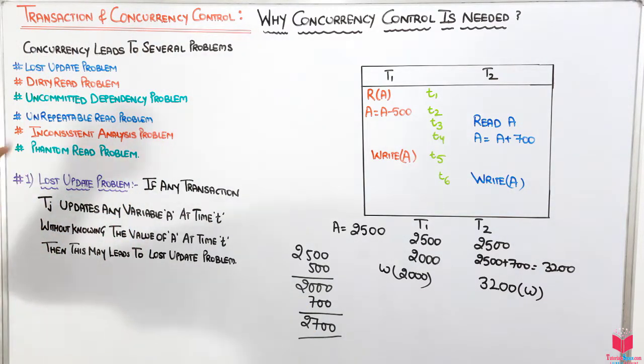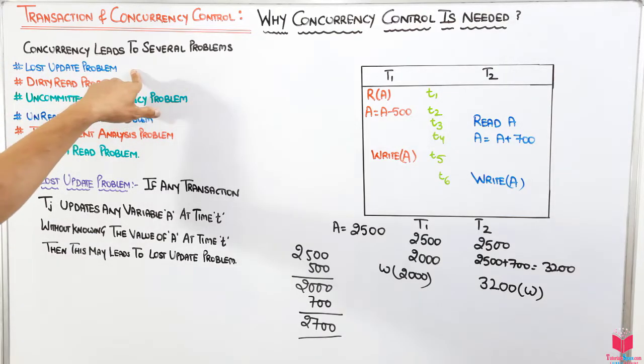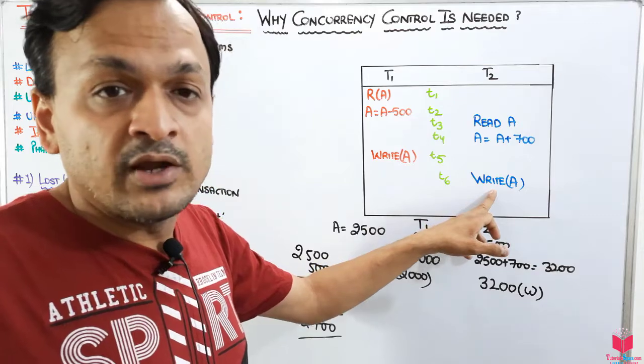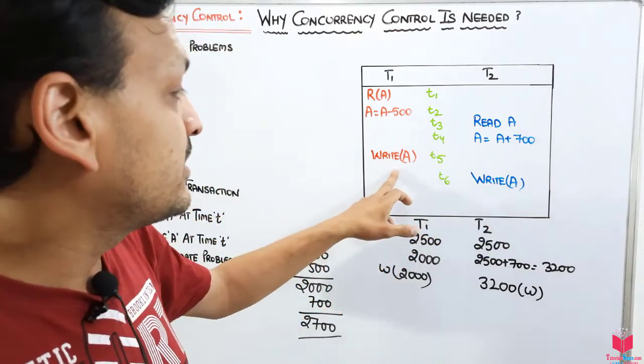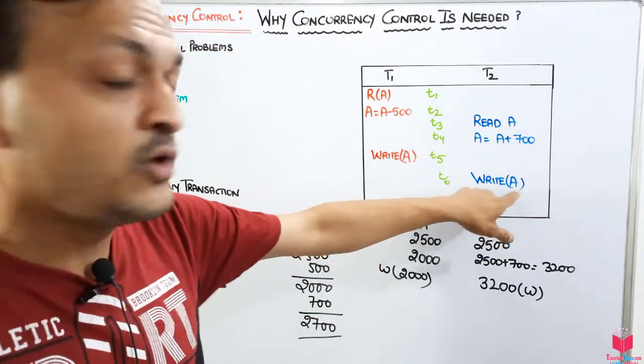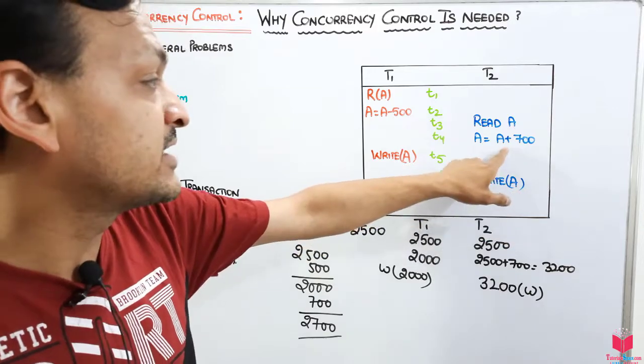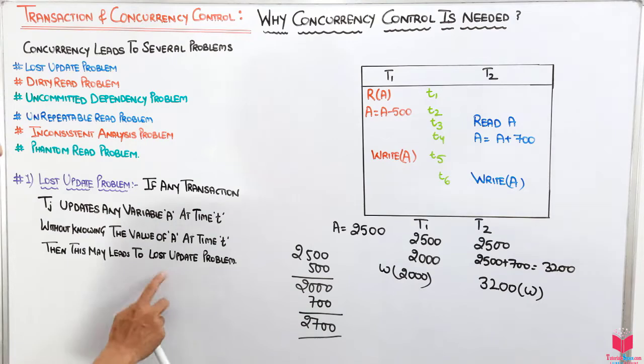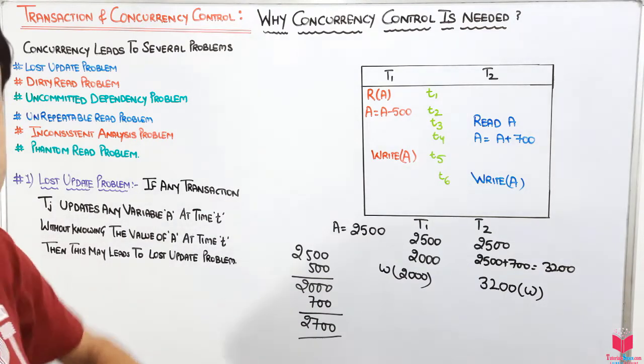So we have to be careful about the lost update problem, because when a transaction tries to update the value, it does not see what the value of A should exactly be. It just writes the value on the basis of its own statements. That creates the lost update problem. This is exactly the lost update problem.